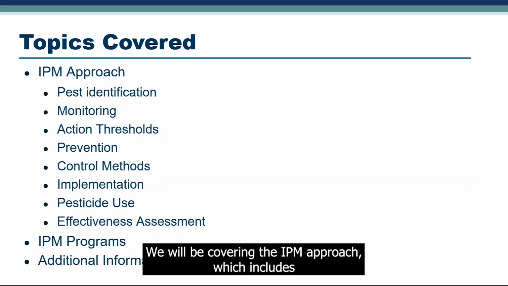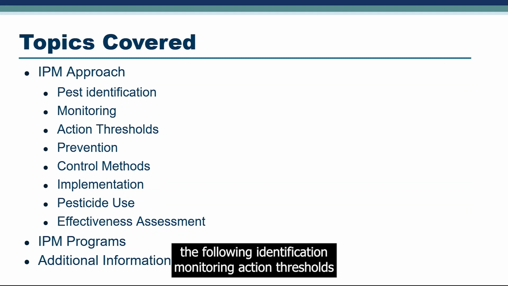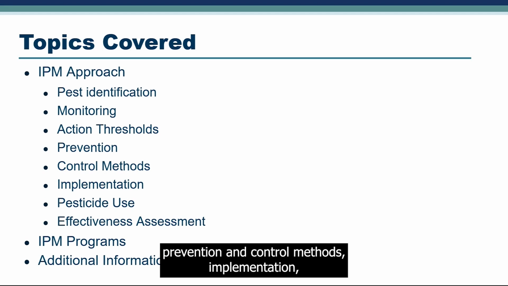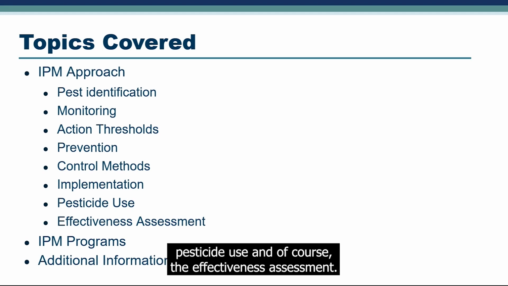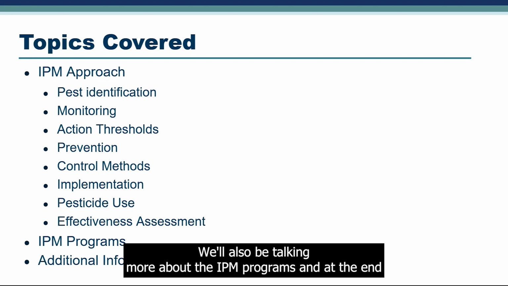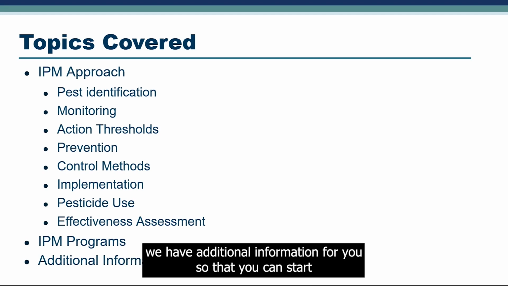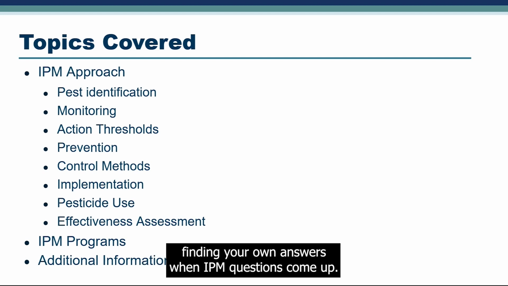We will be covering the IPM approach, which includes the following: identification, monitoring, action thresholds, prevention, control methods, implementation, pesticide use, and of course, the effectiveness assessment. We'll also be talking more about the IPM programs, and at the end, we have additional information for you so that you can start finding your own answers when IPM questions come up.